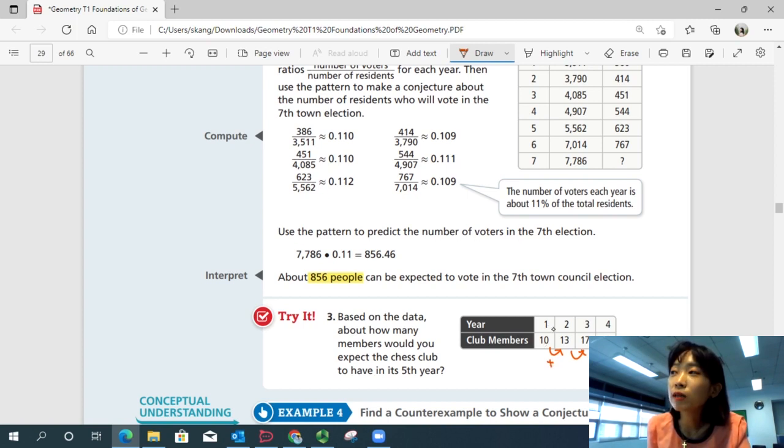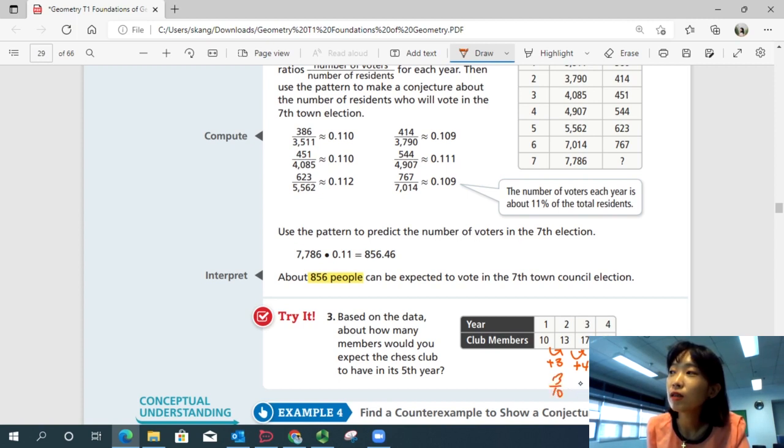So from year 1 to year 2, you're adding 3. Year 2 to 3, you're adding 4. 3 to 4, you're adding 5. And so looking at that pattern, we can add 6 and 7 for the next years. Or if you want to find the ratio and figure out how many percent we are increasing each year, you can use the ratio as well.